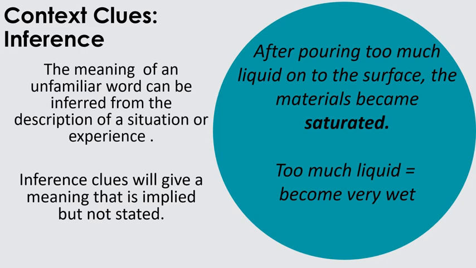Lastly, the meaning of an unfamiliar word can be inferred from the descriptions of situations or experiences. For instance, after pouring too much liquid onto the surface, the materials become saturated. We can infer the meaning of saturated by looking at the description, too much liquid. What happens if something is poured with too much liquid? Of course, it will be very wet. So inference clues will give a meaning that is implied but not stated.